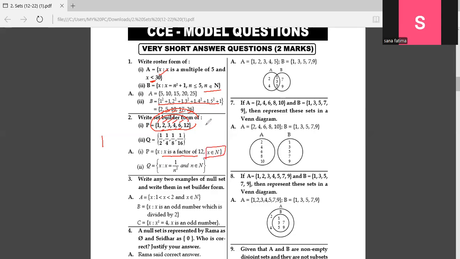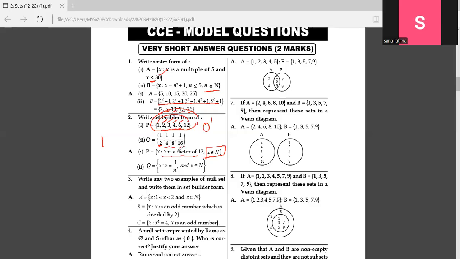Here, as we don't have 0, we can write x belongs to natural numbers, even though we don't have negative numbers either. So we can write natural numbers. Now, when you observe here, this is 1, 2, this is 4, this is 8, this is 16.